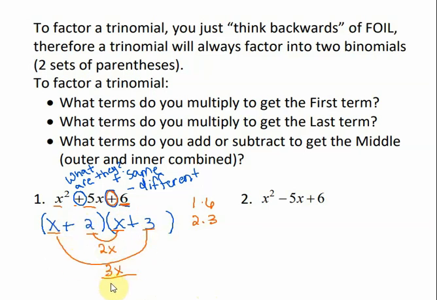And if I put those together, I get 5x. And that's what I need it to be for that middle term. So I know that I factored it correctly. Always check your answers when you're factoring. So this is my answer.